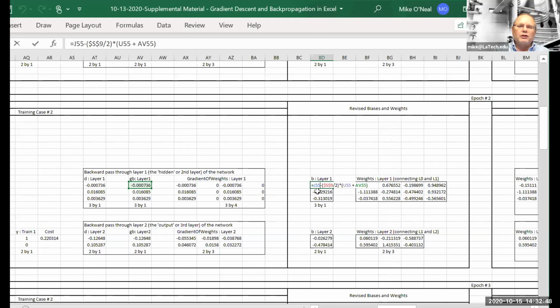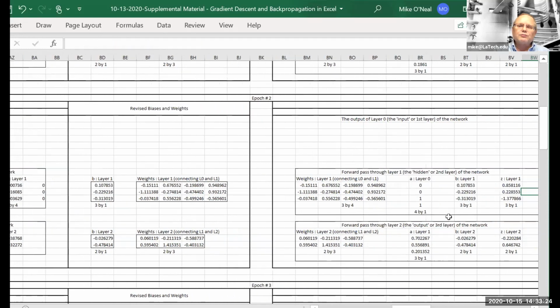So remember the formula for that. The old bias, right, minus the learning rate divided by 2, which is the number of items in the mini batch, times the 2 gradients that you've computed, right? And that'll give you how to update the biases, and you'll do exactly the same thing with the weights. And so now we have updated biases and weights.